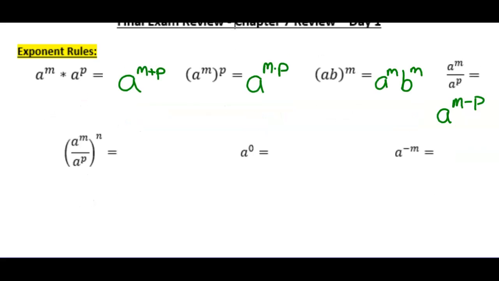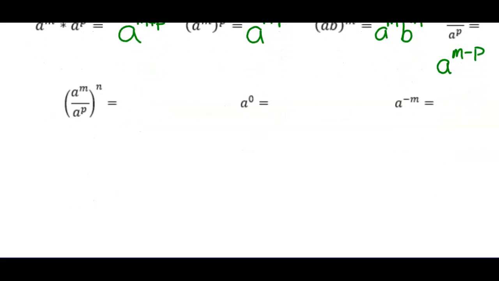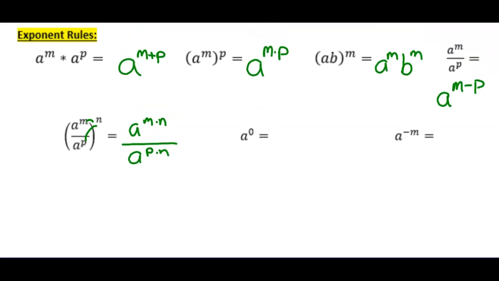When I have this situation, it's kind of like this. Right? What did we do? We kind of distributed that in, so we're going to have a to the m times n, and then we're going to have b to the p times n. So this is just going to distribute into those. And it's just the same thing as the rule up here, right? Like, if this wasn't here, it would be the same rule. So we're doing the same thing. Good?